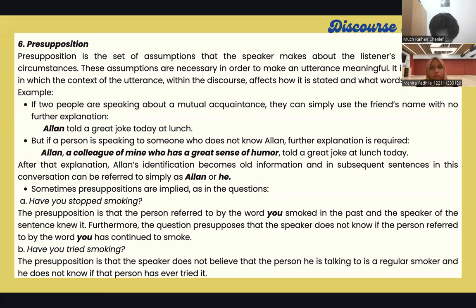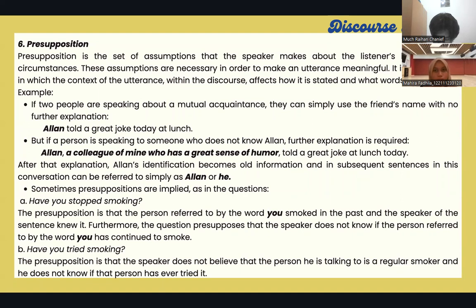Sometimes presuppositions are implied, as in the question, have you stopped smoking? The presupposition is that the person referred to by the word you smoked in the past, and the speaker of the sentence knew it. Furthermore, the question presupposes that the speaker doesn't know if the person referred to by the word you has continued to smoke.